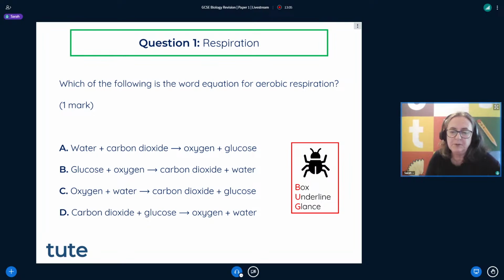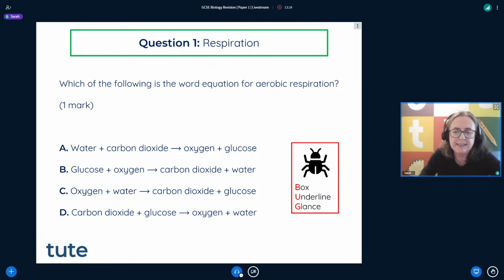Now, what I put there is a bug symbol, and underneath it, the word bug with 3 words next to it. The first one is box, the next one is underline, and the third one is glance. And you might be wondering what on earth that's all about. But this is actually a really good strategy that you can use in your exam to support you tomorrow.